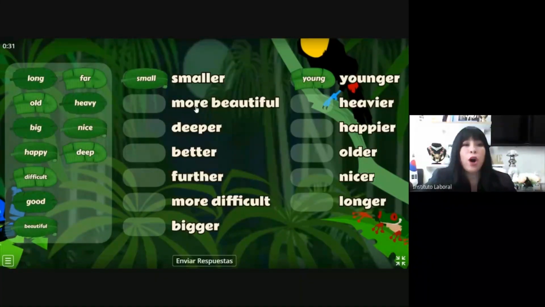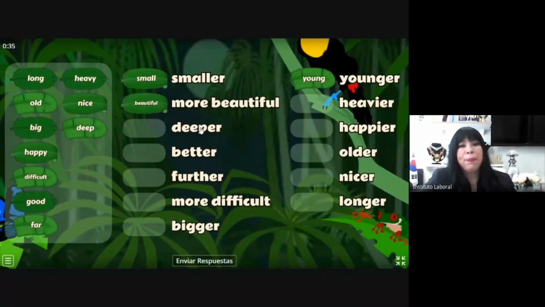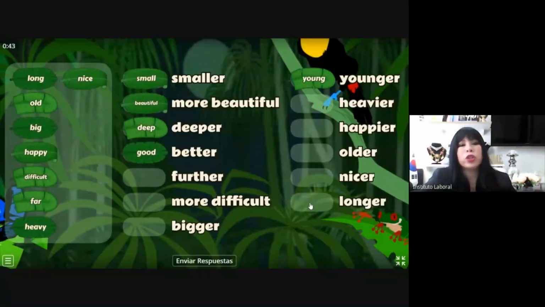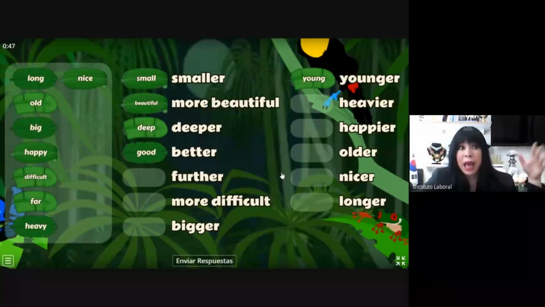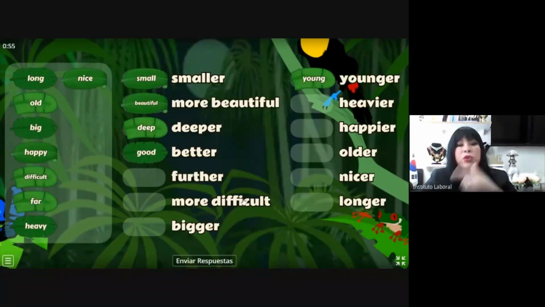More beautiful is the comparative form of? Beautiful. Deeper, más profundo, is the comparative form of deep. Excellent. Better. Good is irregular. Better is the comparative form of good. Further. Más lejano. Más lejos. Further. Nobody? Okay, I'm going to skip it. More difficult. We will see this later.